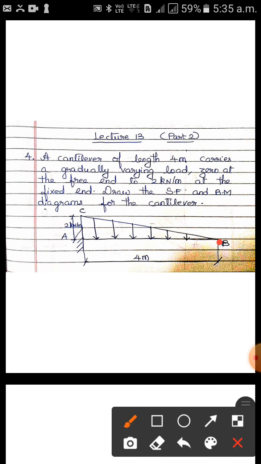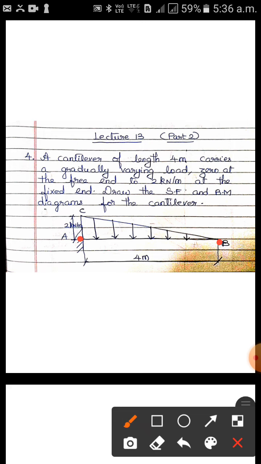Now we'll go to bending moment calculation. Bending moment also has only 2 points, because the load is varying from 0 at B to 2 kilonewton per meter at A. You don't have any intermediate loads. If you have any intermediate loads, that point of application of load can be taken as a point, as we did in the last problem. Now bending moment at B is 0. Bending moment at A: what is the load? As we saw in the shear force, minus half into 2 into 4, which is 4. So that is the load.